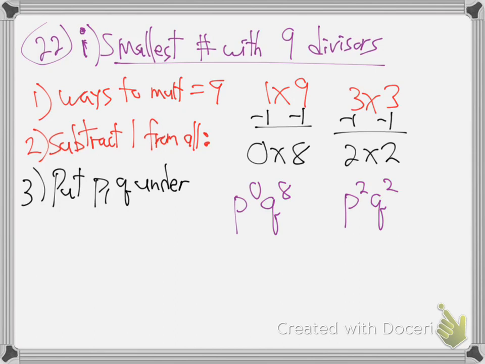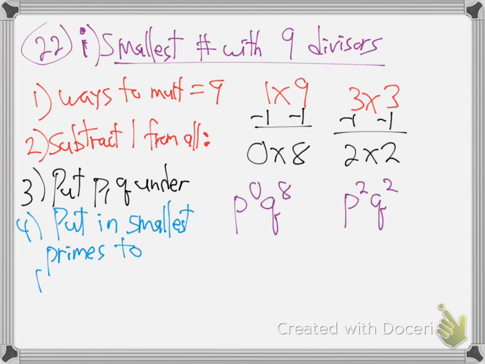And now, stick in the smallest primes you can. So put in smallest primes to biggest powers. And the 0 power, that's gone. That's just 1. Anything to the 0 power is just 1. So we skip that. So put in the smallest primes you can to the biggest powers.